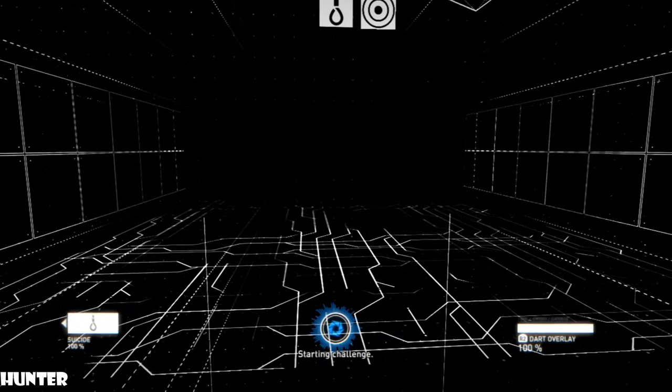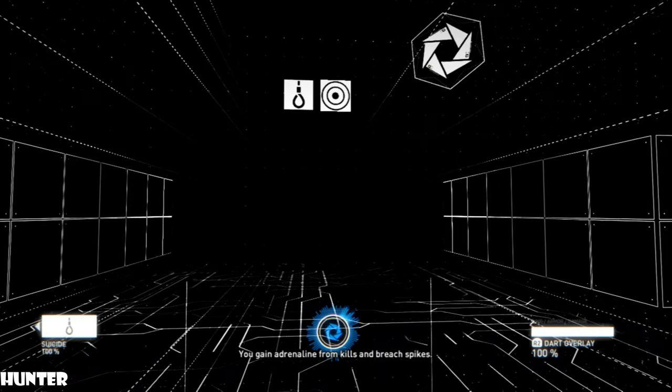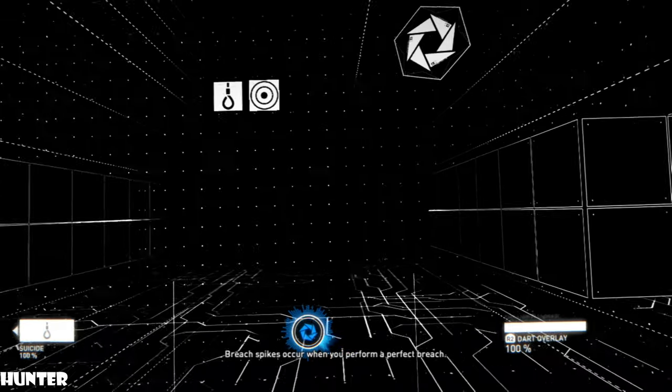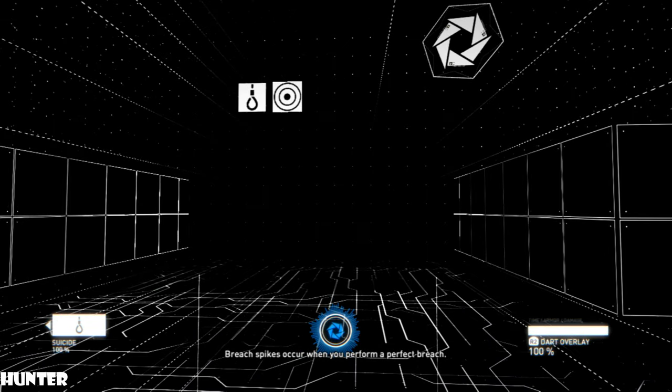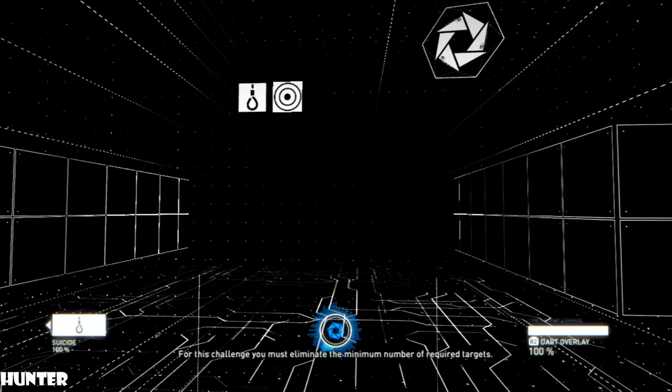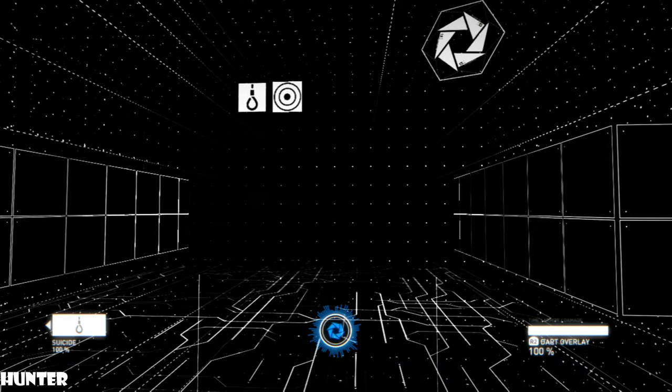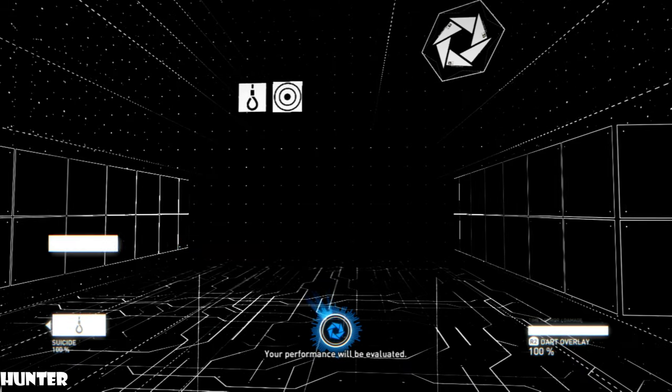Starting challenge. You gain adrenaline from kills and breach spikes. Breach spikes occur when you perform a perfect breach. For this challenge, you must eliminate the minimum number of acquired targets. Your performance will be evaluated.